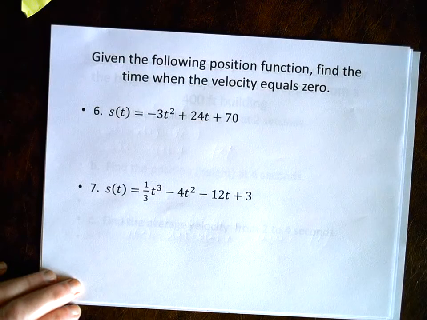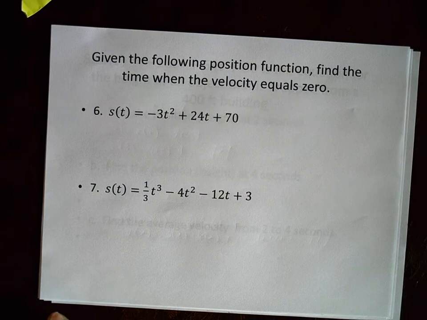Okay, so next thing is, what's the following function, position function, given the time when the velocity equals 0? So velocity equals 0 is when it's standing still. When is something standing still? Well, it depends on what it is. It's either before you threw the ball, or when the ball hits the ground. If it's a particle moving in space, sometimes it moves, stops, bounces off, moves again. So there's a lot of different ways that it could equal 0.